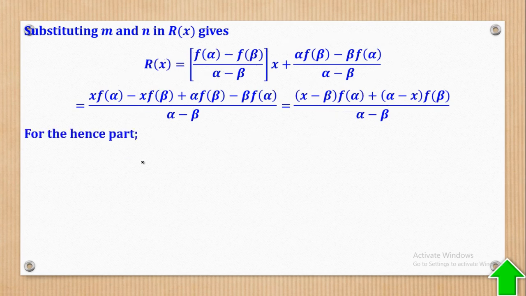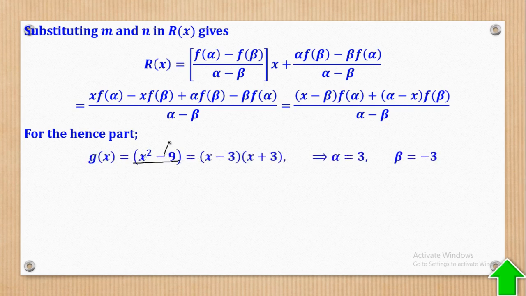So for the hence part, the divisor was this, therefore when I factorize it, it will become x minus 3, x plus 3. Therefore, one will be alpha, another one will be beta. So this is negative because here it was supposed to be x minus beta, but now it is x plus 3. Meaning negative beta is equal to 3, therefore beta will be equal to negative 3.